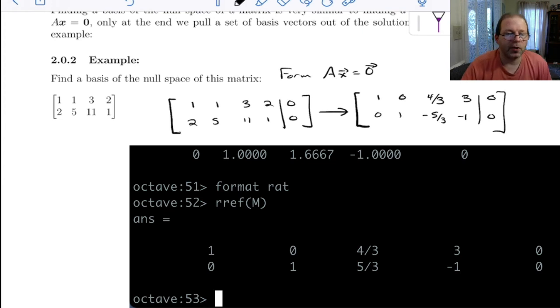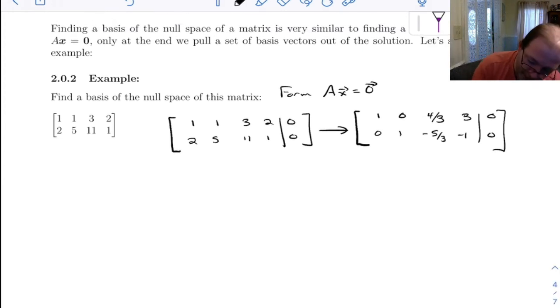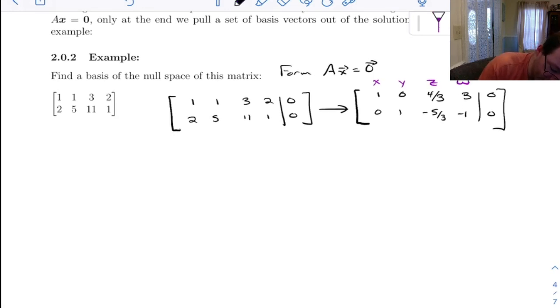All right. So we're going to take this and write it out as a general solution, or parametric solution as we've been calling it. I'm going to give these variables some names. I'm going to call them x, y, z, and w. When I write out the solution, notice here's a leading one, here's a leading one. So both of these are free variables.